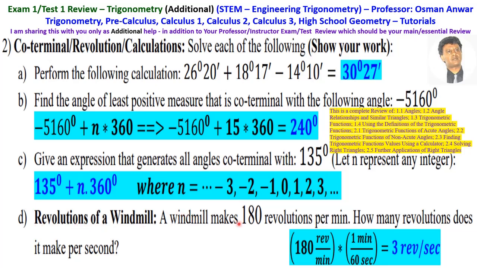Number D is revolution of windmills. A windmill makes 180 revolutions per minute. How many revolutions does it make per second? So that's 180 revolutions per minute times, in 1 minute there are 60 seconds. The minute cancels the minute. 180 divided by 60 is 3 revolutions per second.